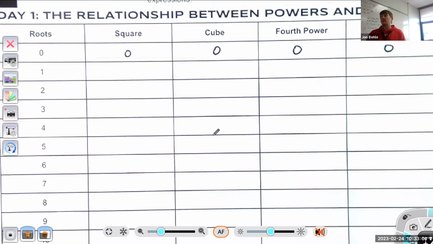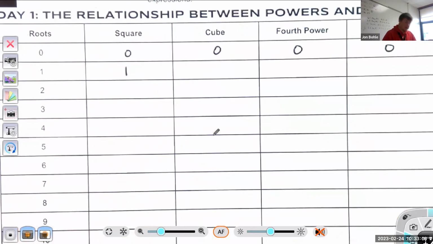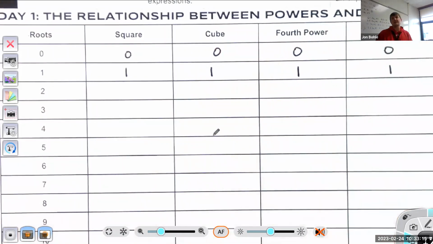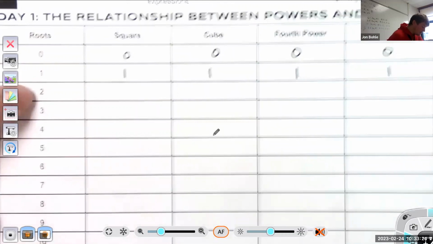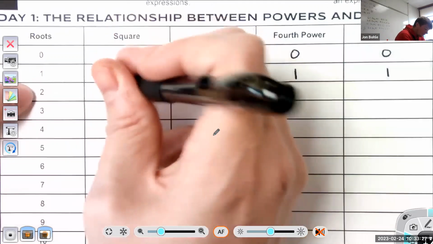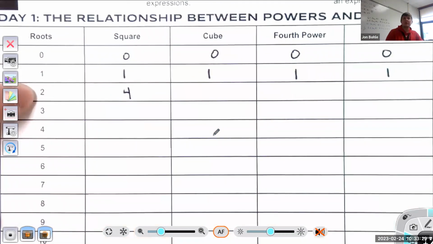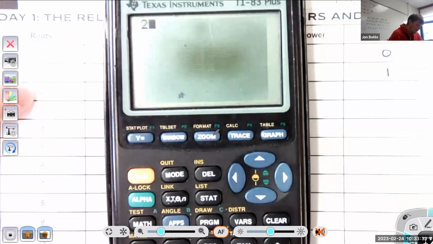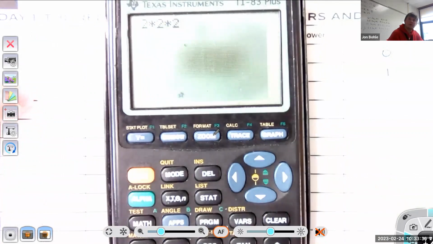What about 1? What's 1 squared? What's 1 cubed? It's 1 to the fourth power. 1 to the fifth power. Okay, so 0 and 1 are all pretty easy. It's at 2 where things start to, I know, you actually have to think a little bit. Okay, so 2 squared. What is 2 squared? 4. What about 2 to the third power? How do I find that? 2 times 2 times 2. 8.